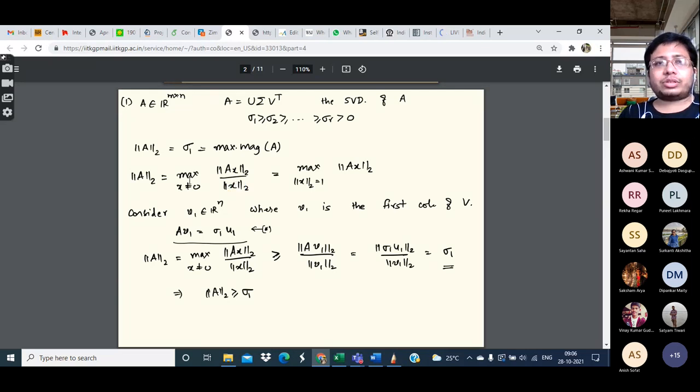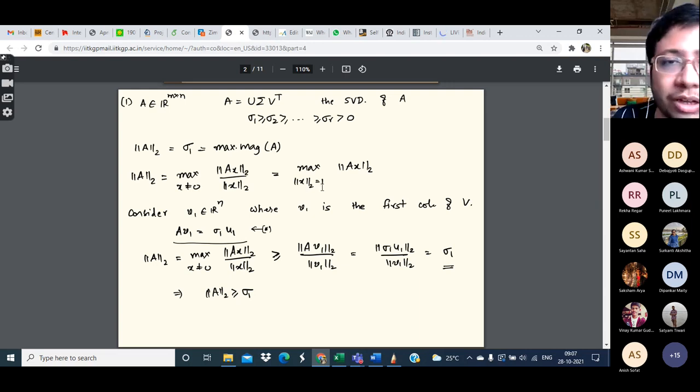This kind of quantity can be computed for all vectors x which are n dimensional, except x equal to the 0 vector. So among all the non-zero x vectors, the maximum value of this particular quantity is called the 2 norm or the operator norm of the matrix A. This, what we have written here, can as well be written in a slightly different way.